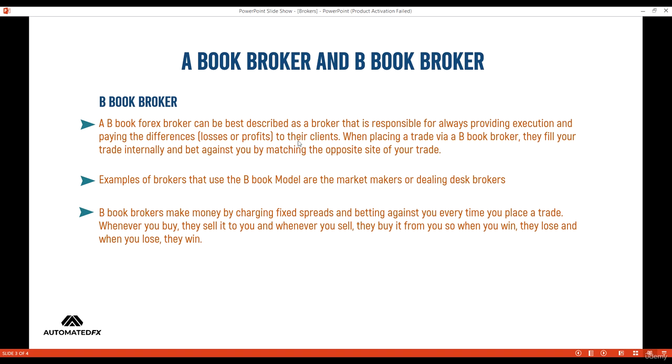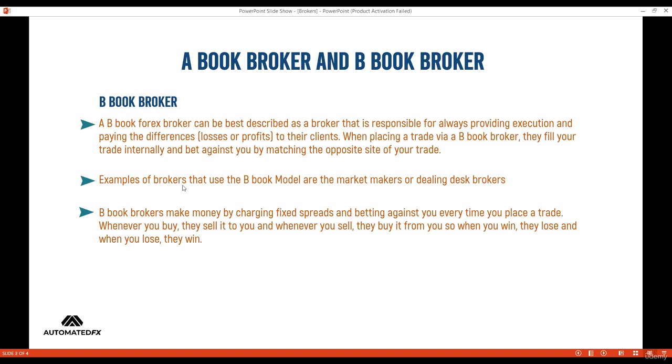It means they're actually responsible for taking the opposite direction of your trade. So when you buy, they sell to you, and when you sell, they buy from you. They don't connect you to the direct market. They generate the prices themselves, and then they add their spread. When placing a trade via a B-book broker, they fill your trade internally and bet against you by matching the opposite side of your trade. So that's what they do.